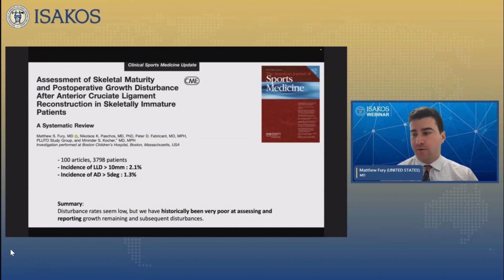And what we found was that the incidence of leg length discrepancy and angular deformity was quite low. It was 2.1% and 1.3%, with the best data that we had available.